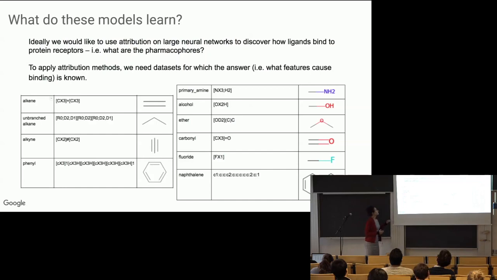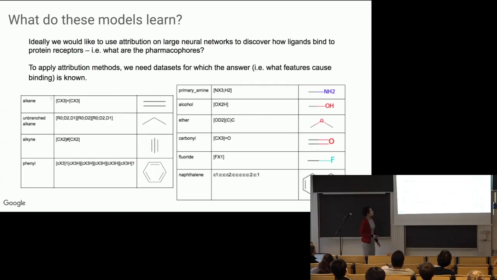Now, I think it's fair to say that to apply attribution methods and to be able to really judge them, we need data sets where we know what the answer is. We need to know why the ligand binds the receptor. Otherwise, if we have too many unknowns, we don't know if the attribution method works properly, and we don't know if the network learned the right thing. And of course, for most proteins, we don't know that answer. That's the million-dollar question. If we knew that, we'd be in better shape.